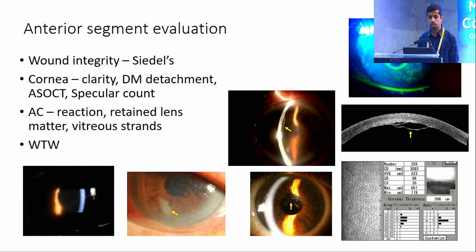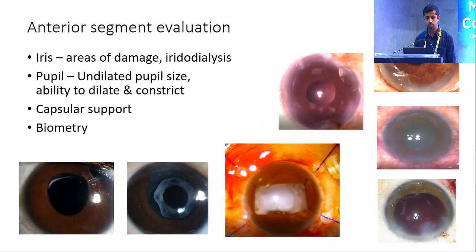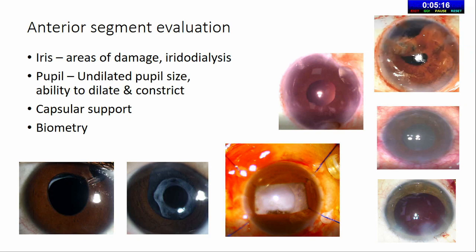We also should document horizontal white to white. This is important if you are planning for an SFIL. Coming on to further evaluation, in the iris you have to look for areas of damage or chafing, and whether there is any associated iridodialysis. It's very important to examine the pupil in an undilated state and its ability to dilate and constrict. Also we should assess for capsular support, and simultaneously we have to perform biometry if it is not already available.